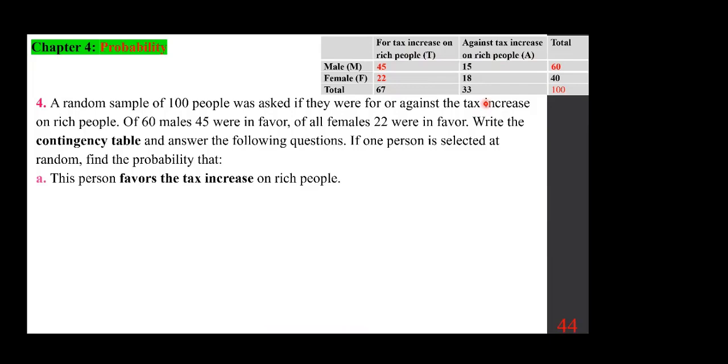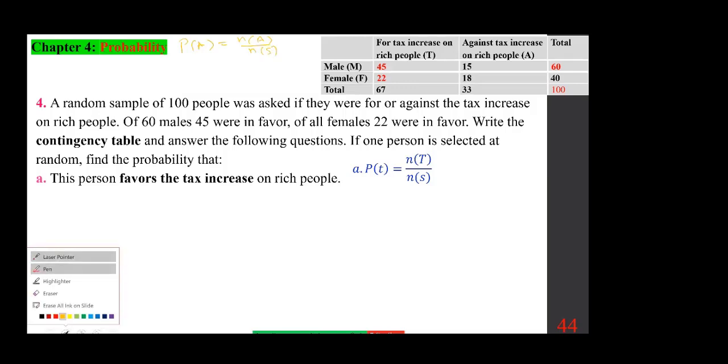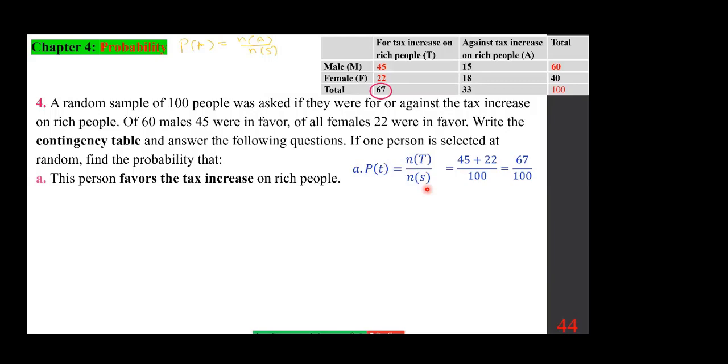This person favors the tax increase on the rich people. So we are looking at the probability, and therefore we write the formula. I hope you remember that in general, probability of an event A is N of A over N of S, the sample space. So N of T over N of S, that is 67 out of 100. Now, if you are writing it as a decimal, so be it. If you're writing it as a fraction, so be it. If you have a fraction, you must do the reduction always. In math, we reduce fractions. They don't even have to ask us. Generally speaking, a fraction is a perfect answer. If they ask you for decimals, follow the number of decimals.